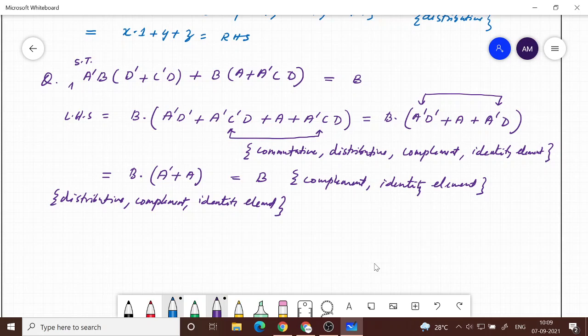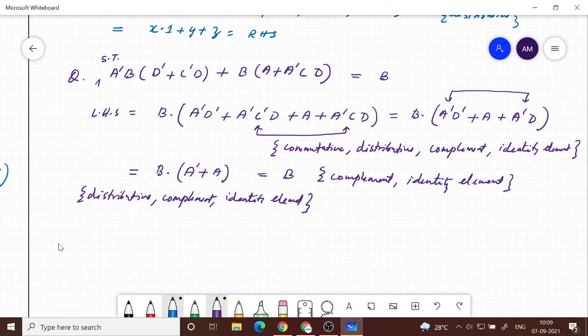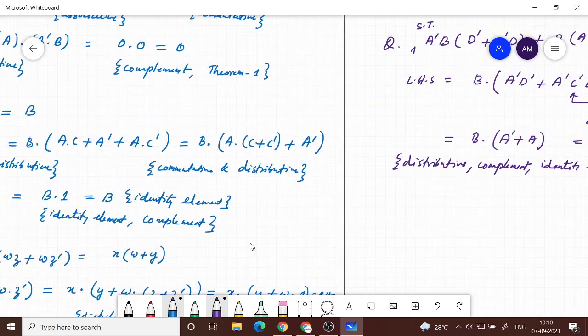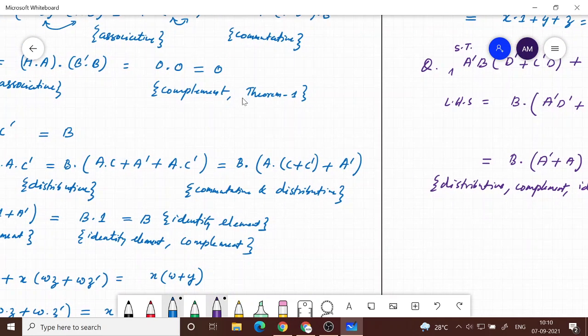Student: And sir, you have written a theorem once. Should we write in the exam in this way, or do we have to mention the theorem? Yeah, if you mention the theorem, that is better. I said 0.0 is 0, so basically it is the theorem. Theorem 1, what does it say? It says that x dot x is equal to x. Student: Yes, sir. And the dual of that was x plus x is also equal to x.